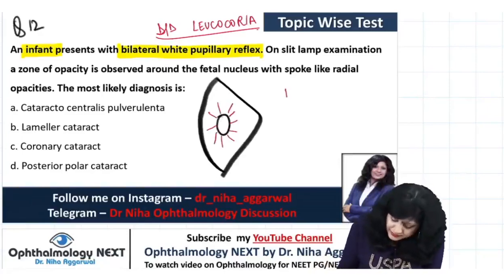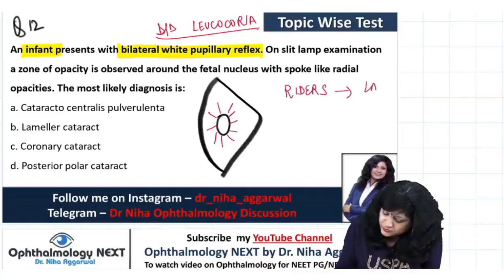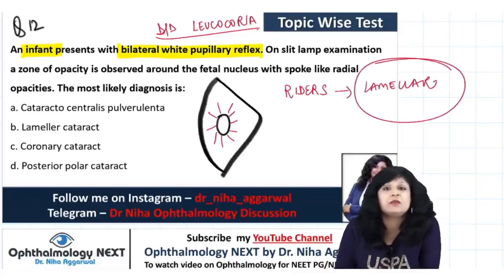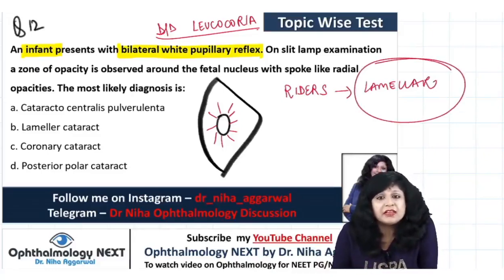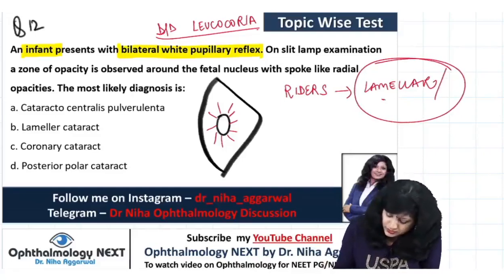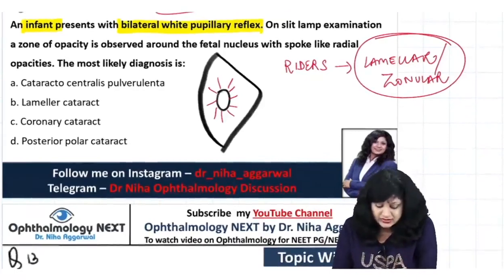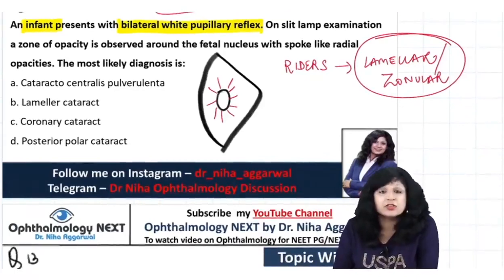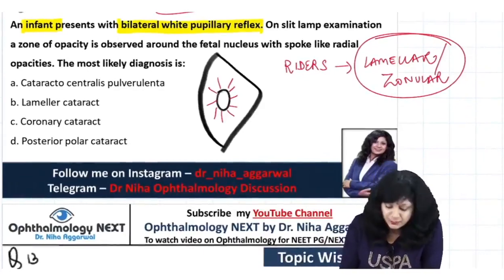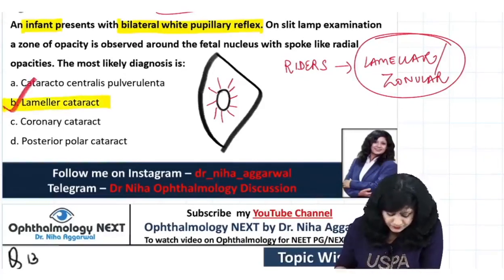So what is this? These are actually the riders. Riders are found in which cataract? The lamellar cataract. So the answer to this question will be lamellar, also called zonular cataract. Options are cataracta centralis pulverulenta, lamellar cataract, coronary cataract, or posterior polar cataract. So the answer will be lamellar cataract.